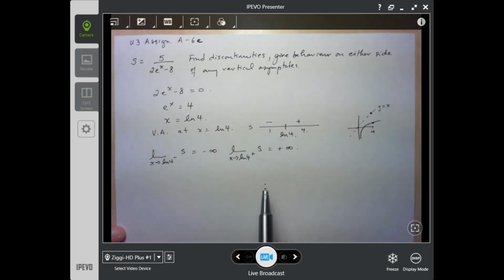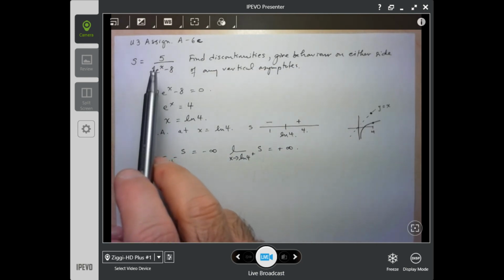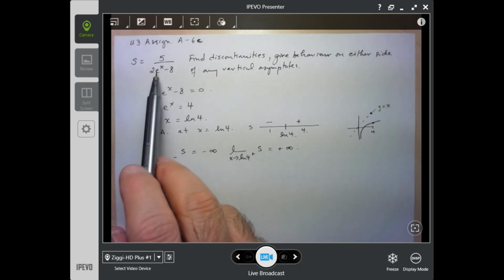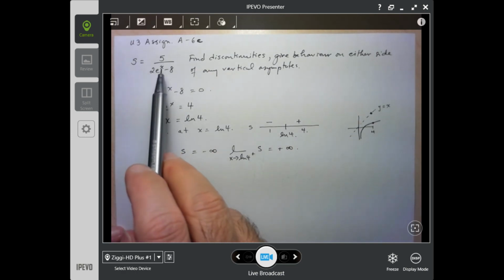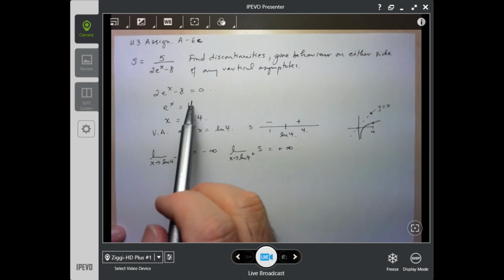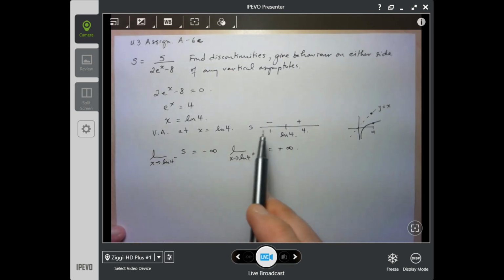The main way we find discontinuities is when the denominator is approaching 0, which was the case here. So we solve that, and then from there we use the sign of the function to determine whether it was approaching positive or negative infinity as we approach from the left and from the right.